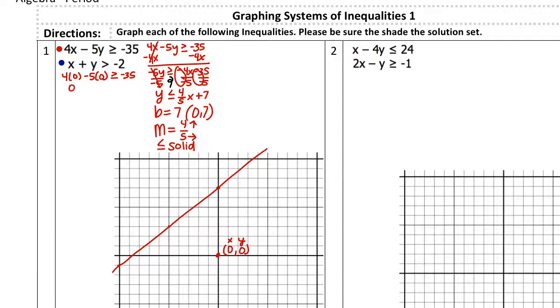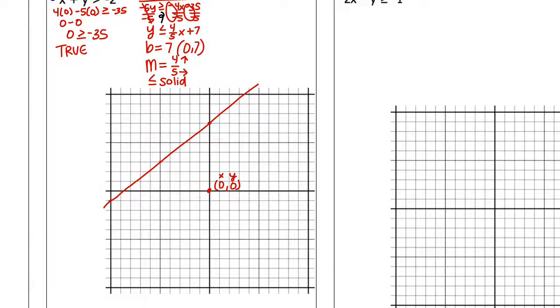So I get 0 minus 0. Well, that's 0. Is 0 greater than or equal to negative 35? Yes, 0 is greater than negative 35. So this is true. So I know that side of my inequality is true. So I know this part is true.